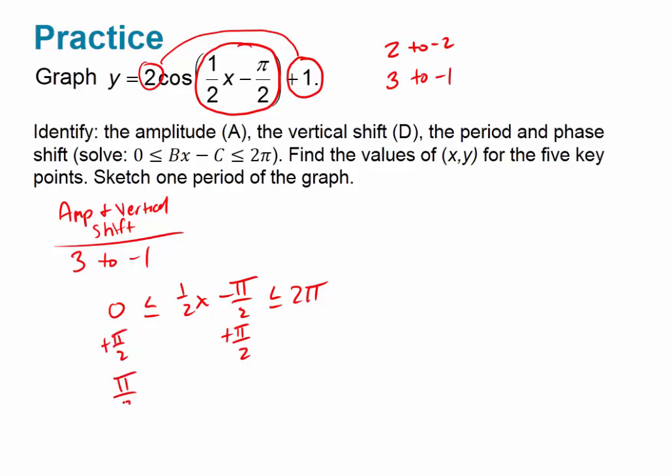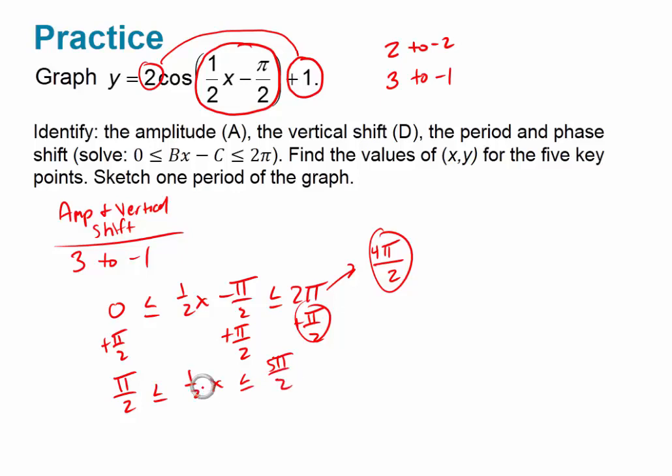Well, that's easy on the left side. A little trickier on the right. Let's see, think about that as over 2. That would need to be 4 pi over 2 for it to be equal to 2 pi. So I'm going to take that 4 pi over 2 and add it to the pi over 2, and that is going to give me 5 pi over 2.